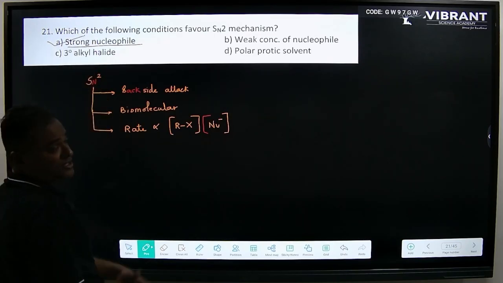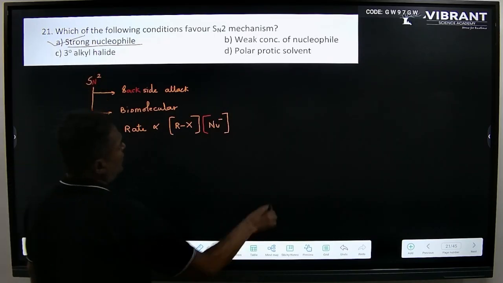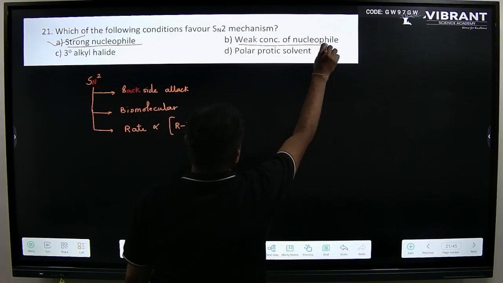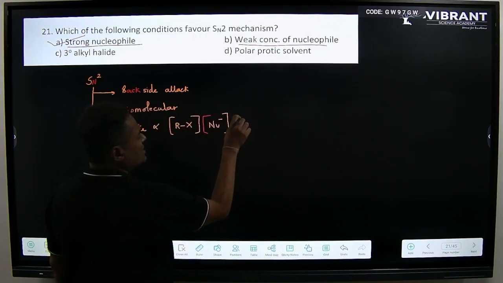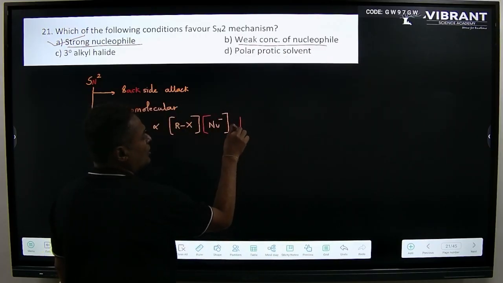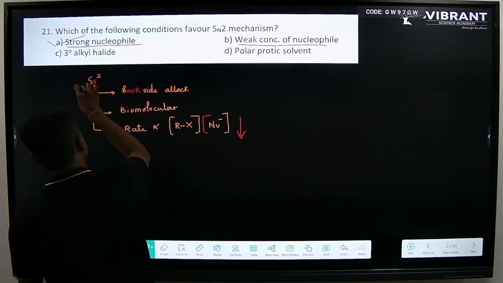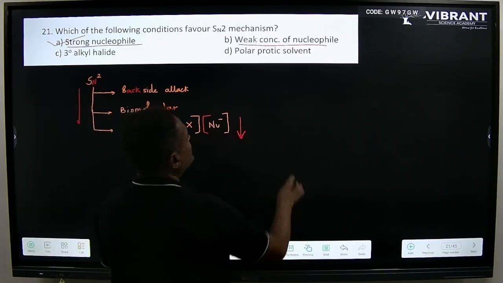Now, why are the other things not correct? Let us see. Now, weak concentration of a nucleophile. Suppose your nucleophile is weak in nature, concentration-wise or strength-wise, then your rate will also decrease. So, here it cannot be the answer.